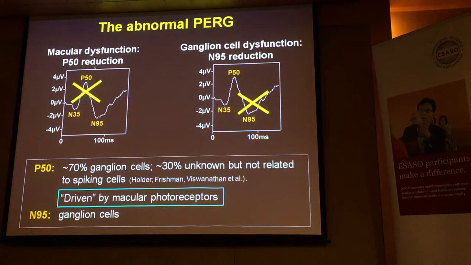So in terms of an abnormality, if you've got a maculopathy, you lose P50, with preservation of the N95 to P50 ratio. And if you've got ganglion cell disease, as we'll see later, P50 is preserved, but the N95 component can show selective loss.